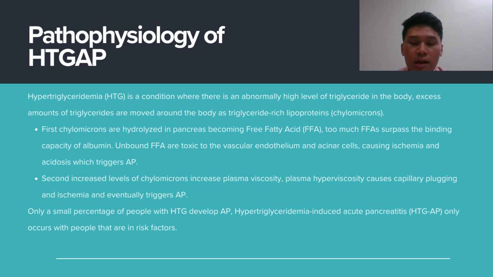Second, increased levels of chylomicrons increase plasma viscosity, where plasma hyperviscosity can cause capillary plugging and ischemia, which eventually triggers acute pancreatitis. Only a small percentage of people with hypertriglyceridemia develop acute pancreatitis because it only occurs in people who actually have risk factors.